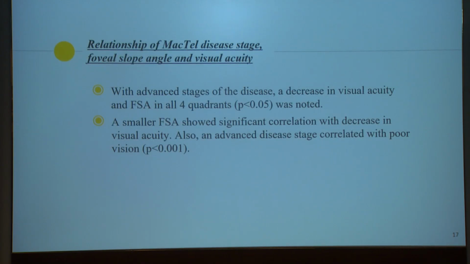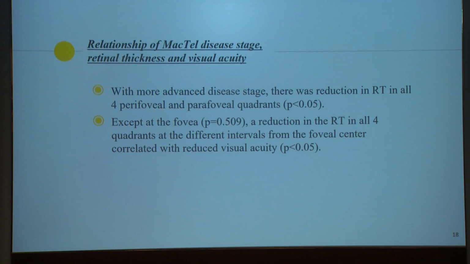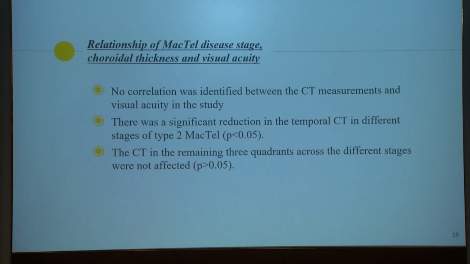The relationship of MacTel disease stage with foveal slope and visual acuity: with advanced stages of disease, a decrease in visual acuity and foveal slope angle in all 4 quadrants was noted, which was significant with P of less than 0.01. Relationship of MacTel disease with retinal thickness and visual acuity: with more advanced disease, there was reduction in retinal thickness in all the 4 quadrants and parafoveal quadrants. For choroidal thickness, no correlation was identified with the disease severity.